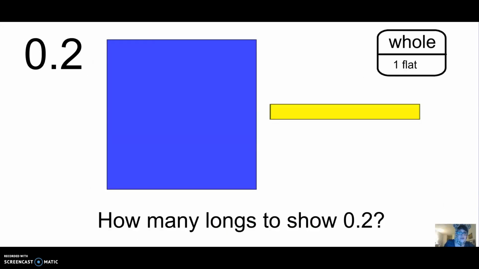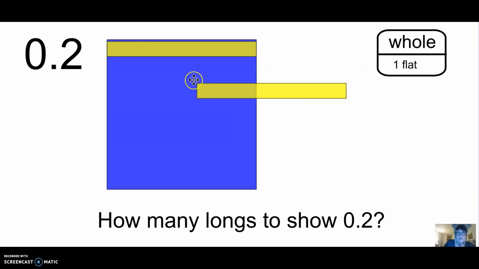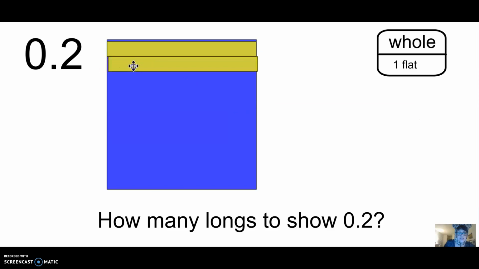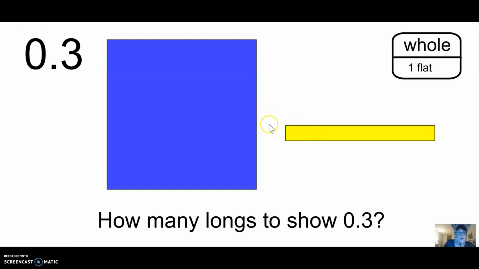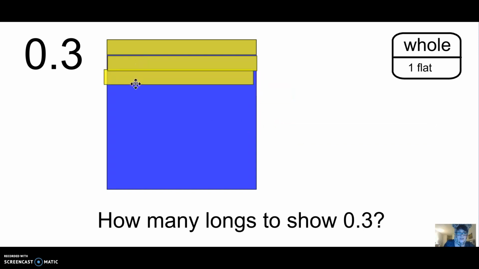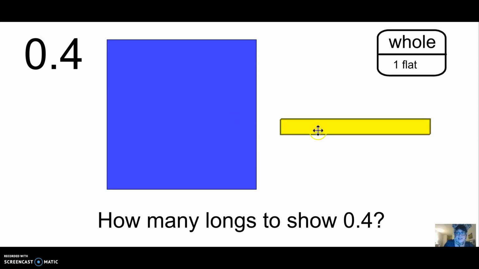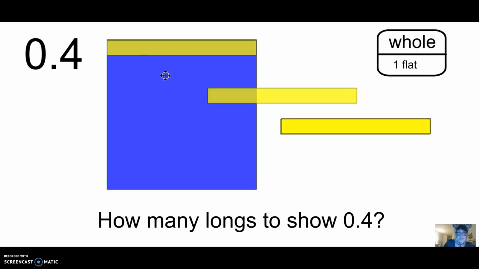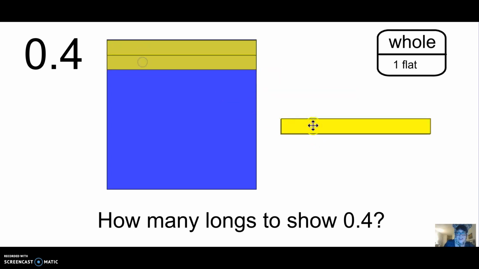All right, so how many longs to show 2/10? I am covering 2/10 of my flat. Remember, my flat is my whole. This decimal says 3/10. My longs are my tenths, and if I cover my whole with 3 longs, I have covered 3/10 of my whole. And here, I'm going to cover 4/10 of my whole.